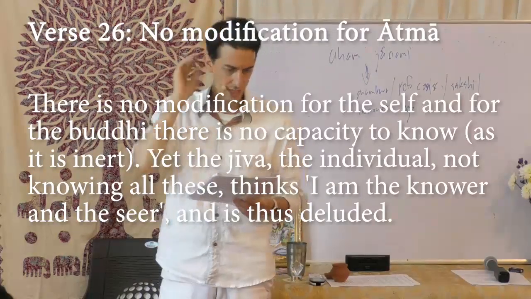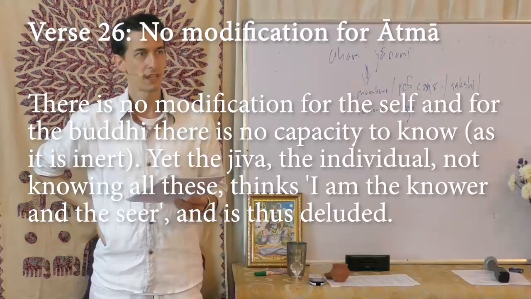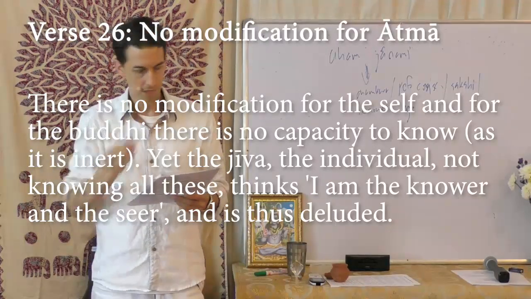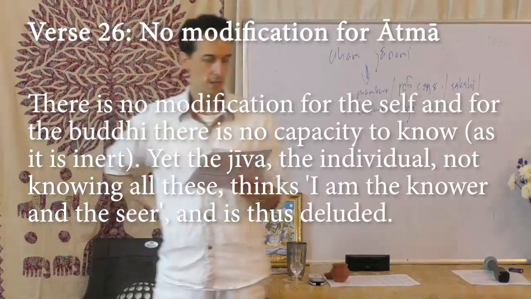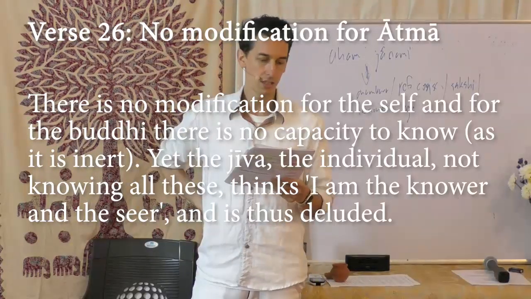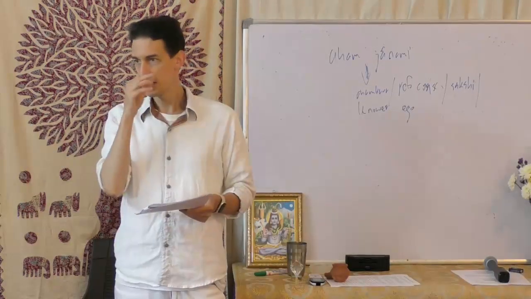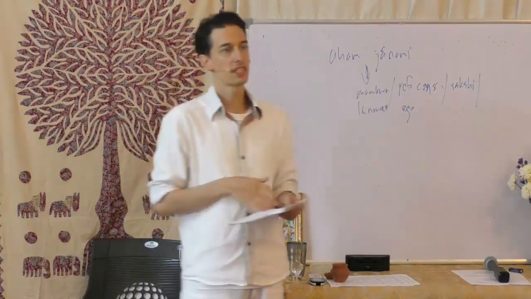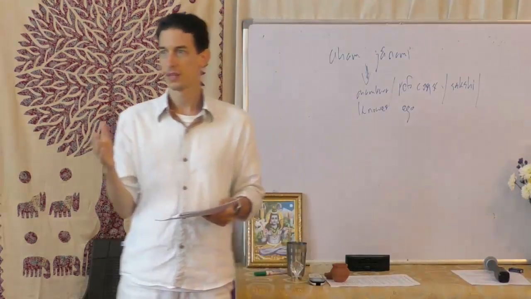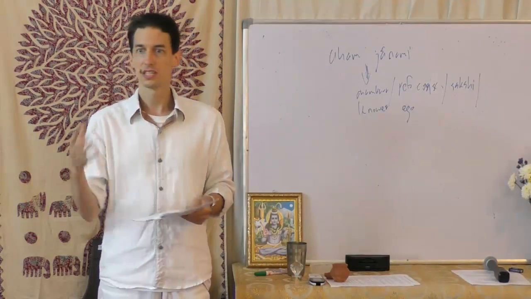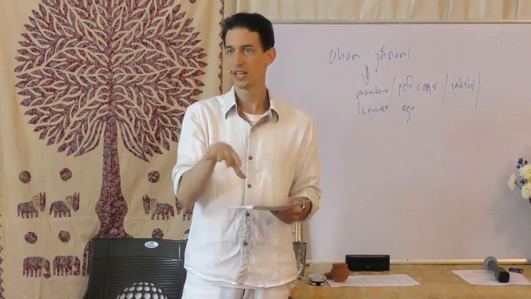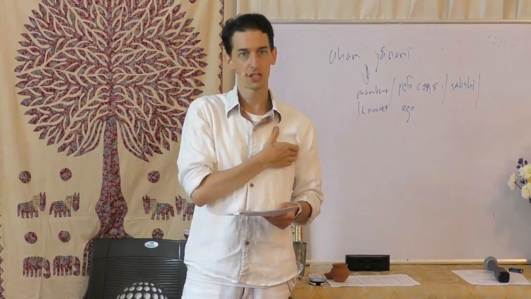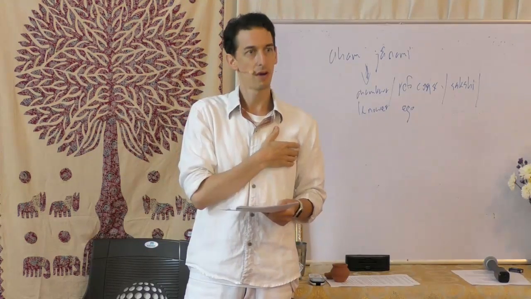Okay, now verse 26. No modification for Atma. Atmanaha vikriya nasti buddhehe bodhaha na jatu iti. Jivaha sarvamidam jnatva jnata drishta iti mukhyati. So it's the same idea as the previous verse. When you say, I know Atma, I know this experience now, what is doing that knowing? Answer? Ahamkara, good. The mind.